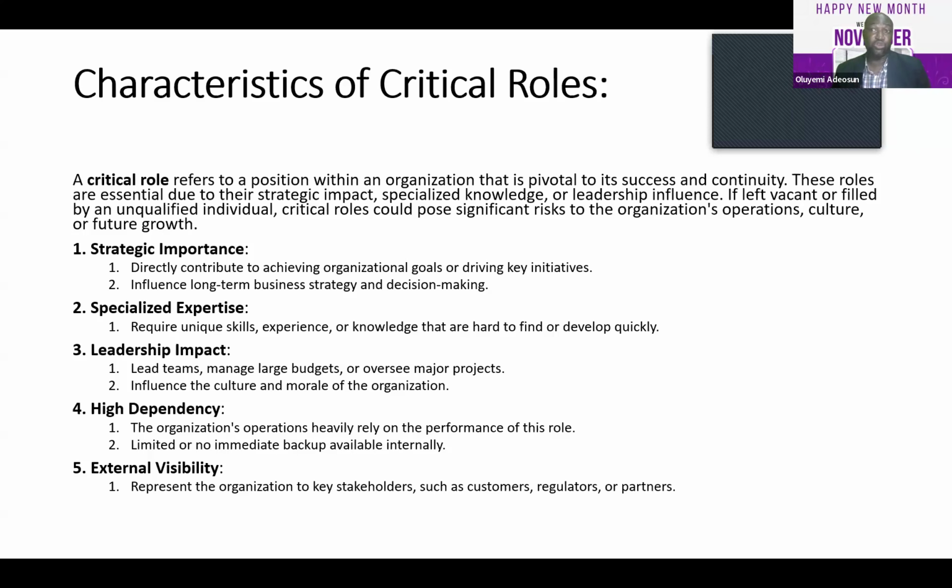If I also ask now, are drivers critical in any organization? If the question is open-ended and you don't have any additional details, you may be quick to say, no, they are not. What if the organization is AA Rescue? Or these Formula One teams? Will you say drivers are not critical in a Formula One team or in a driving school? So, critical roles refers to a position within an organization that is pivotal. I love that English. Pivotal to its success and what? Continuity. These roles are essential due to what? Their strategic impact. I love that phrase. Strategic impact.